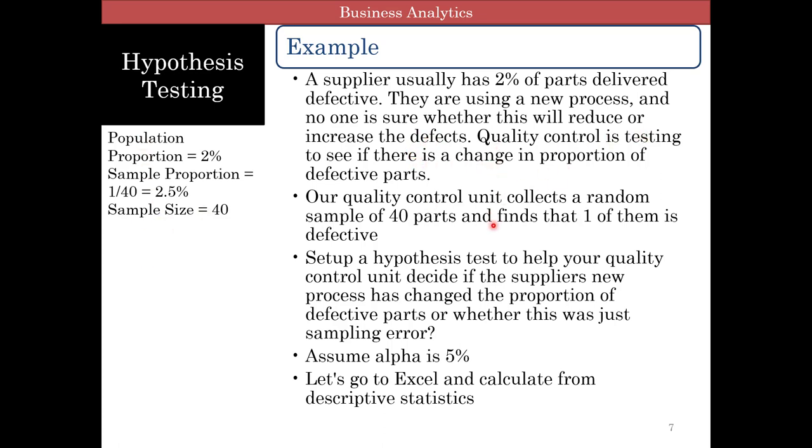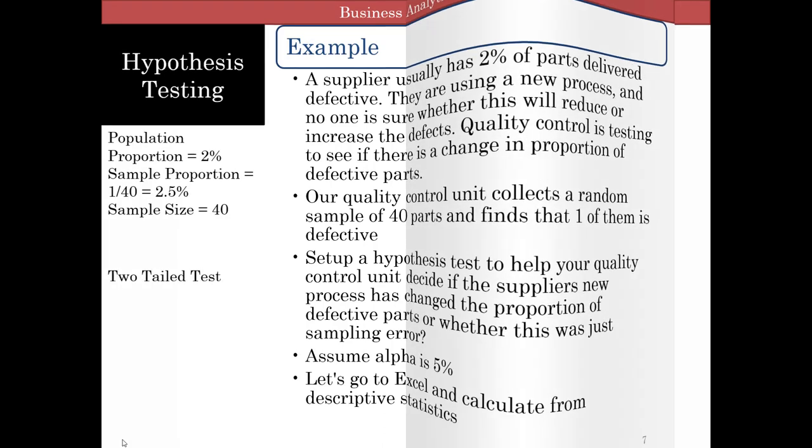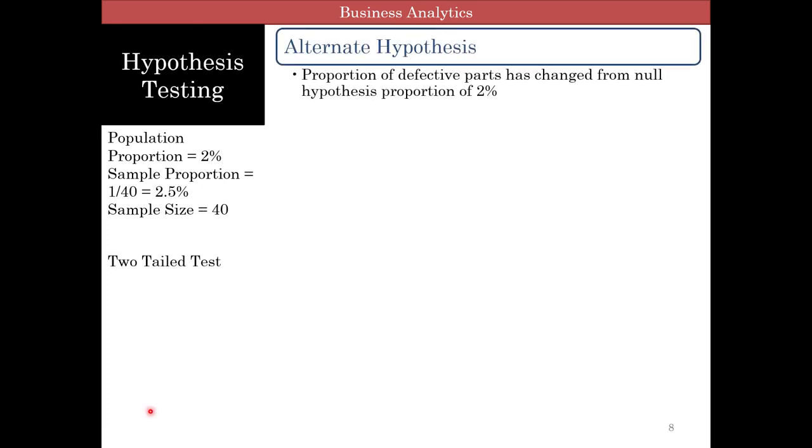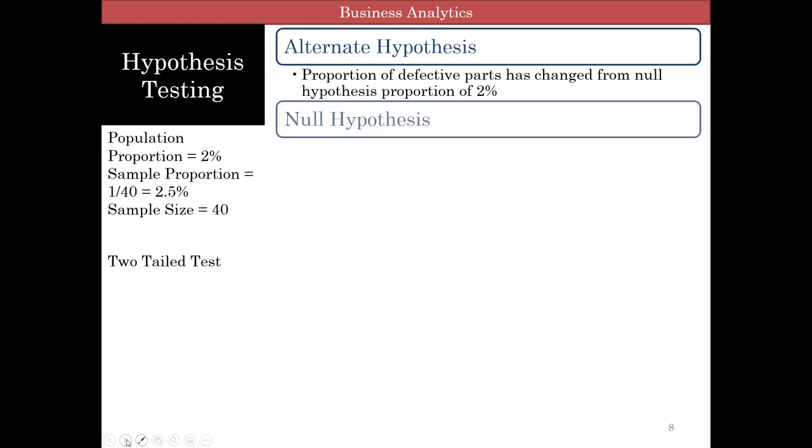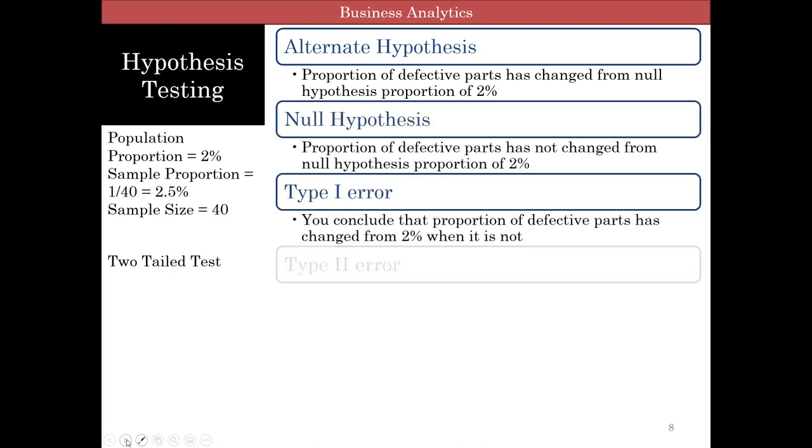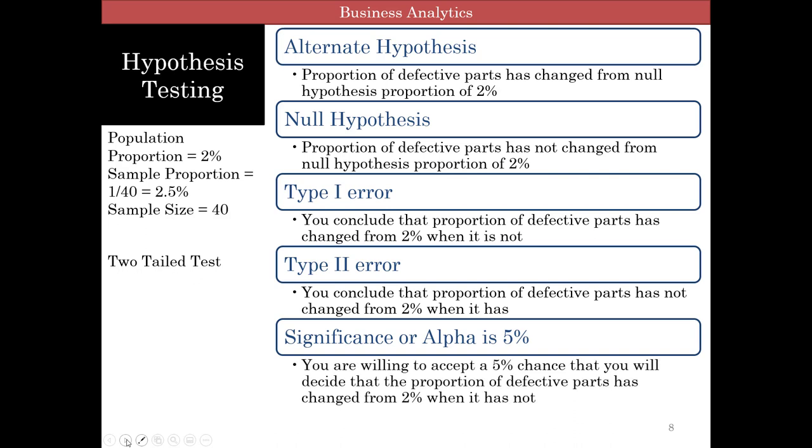So same example, same set of data, except there is a change now. So your hypothesis is a two-tailed test. Alpha is still 5%. Let's go and run all of this. I am not going to read through the alternate, except that it's change instead of greater. Null hypothesis not changed. Type 1 and type 2 error is pretty much the same. You can read it. It's not going to be a problem. And also, you can read it from the PowerPoint slides.